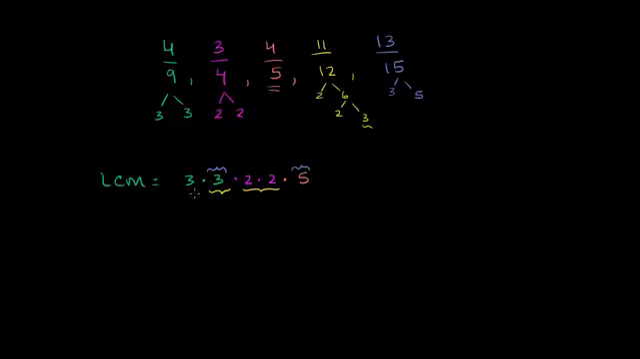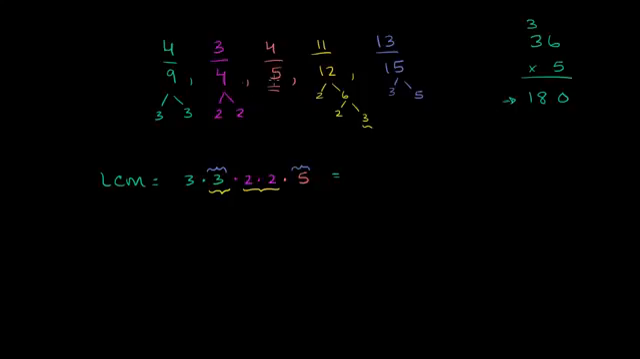So this is our least common multiple, and we can just take this product. And so this is going to be equal to 3 times 3 is 9. 9 times 2 is 18. 18 times 2 is 36. 36 times 5. You could do that in your head if you like, but I'll do it on the side just in case. 36 times 5, just so that we don't mess up. 6 times 5 is 30. 3 times 5 is 15, plus 3 is 180. So our least common multiple is 180.